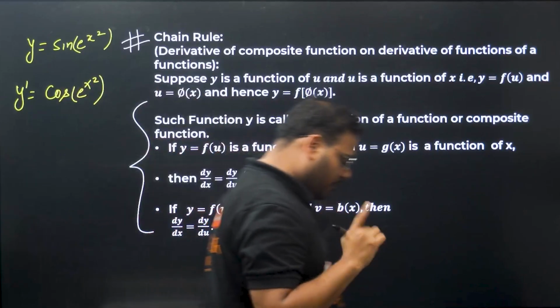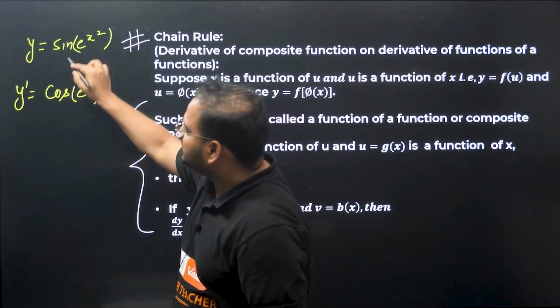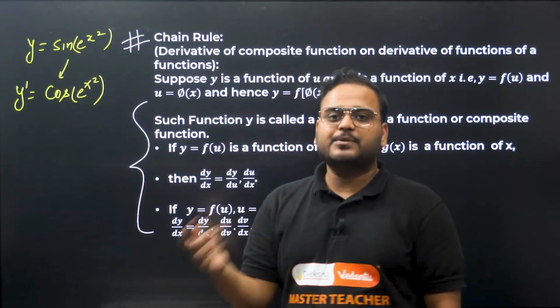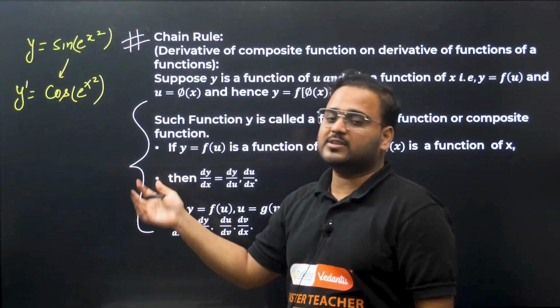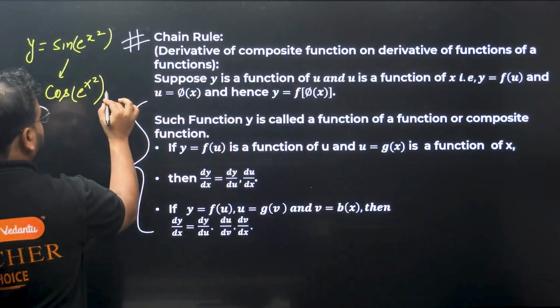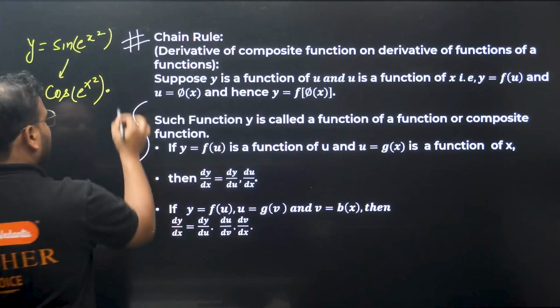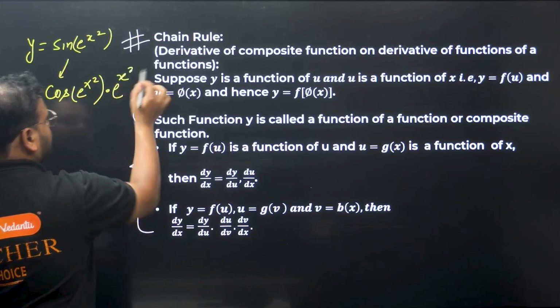It is not over yet. You just differentiated the first function, sine. The next step is to differentiate the next function. What is the next function? Exponential. So right here, multiplication, so a dot, and differentiate the exponential function. You know the result remains as it is. So e power x square.